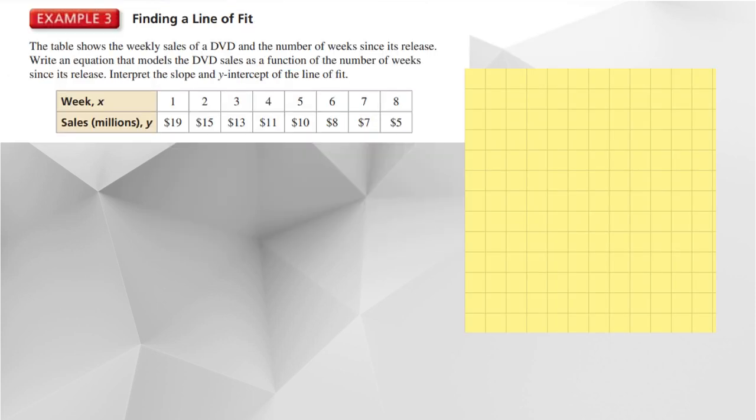Example 4 is finding a line of fit. The table shows the weekly sales of a DVD and the number of weeks since its release. Write an equation that models the DVD sales as a function of the number of weeks since its release. Interpret the slope and y-intercept of the line. I'm going to use my slope-intercept form, which is y equals mx plus b.